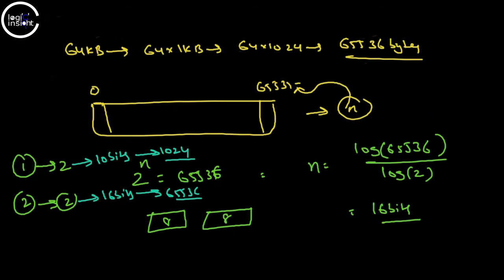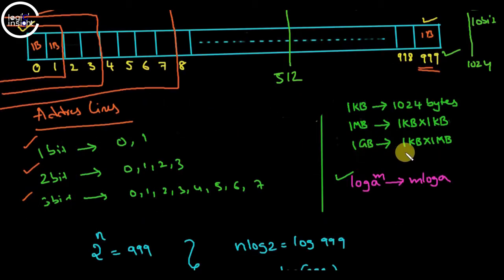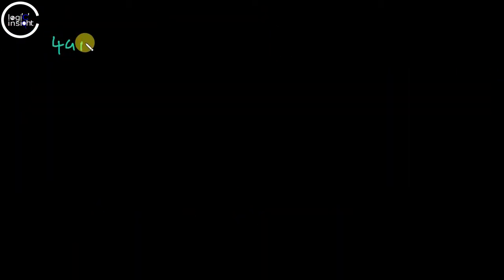Here, 1 gigabyte is nothing but 1 kilobyte into 1 megabyte. 1 megabyte is nothing but 1 kilo into 1 kilo. So 1 gigabyte can be written as 1 kilo into 1 kilo into 1 kilo. 1 kilo is nothing but 1024, so I can simply write 1024 into 1024 into 1024. If I need to calculate 4 gigabytes, then I simply write 4 into 1024 into 1024 into 1024.